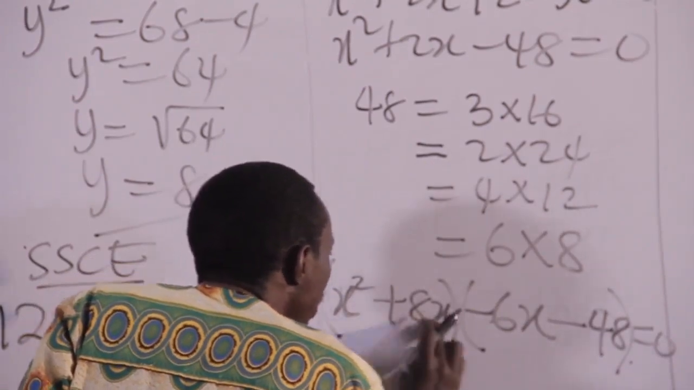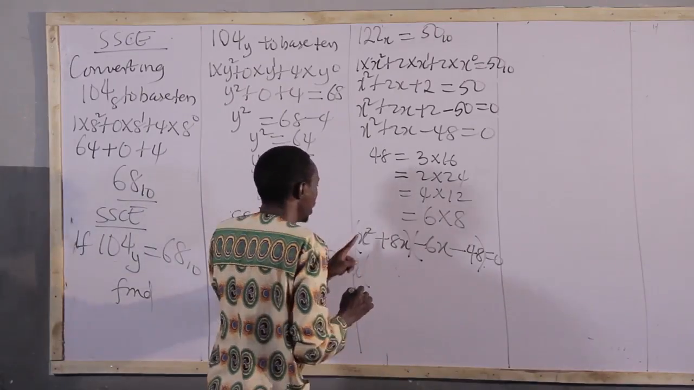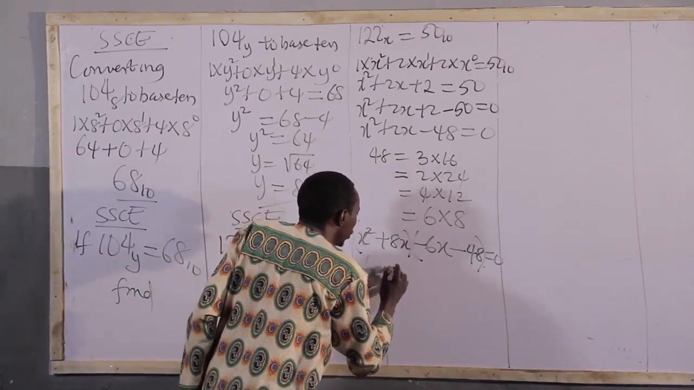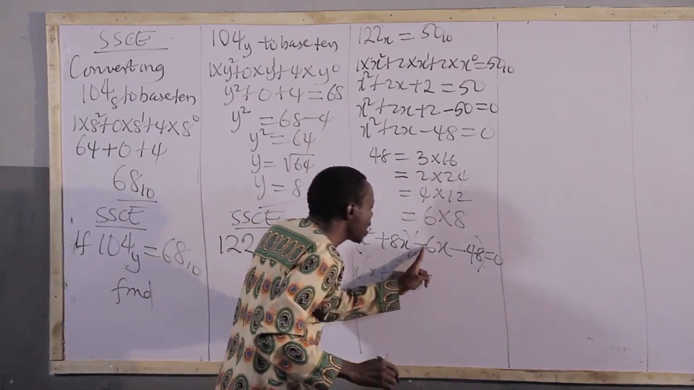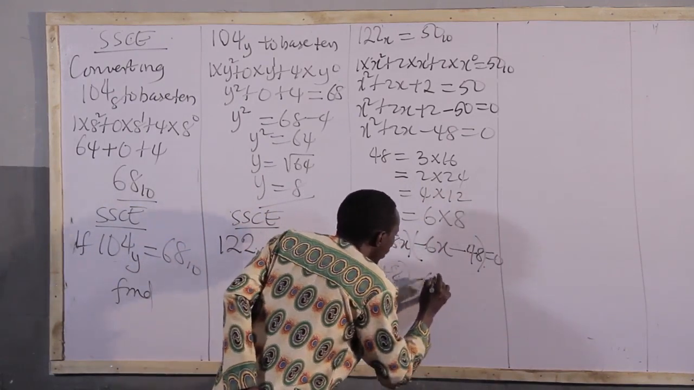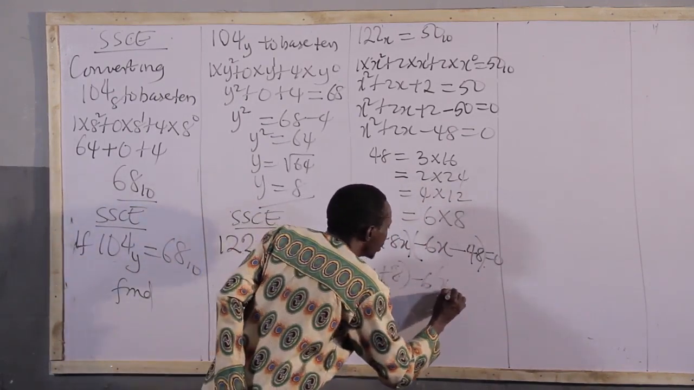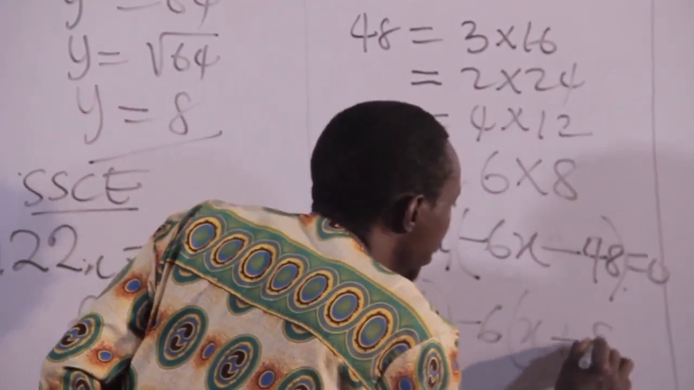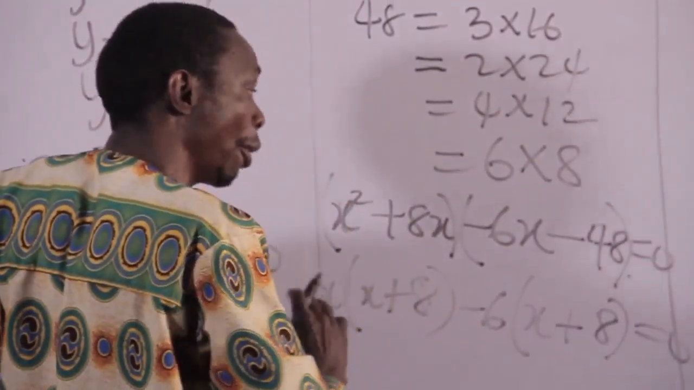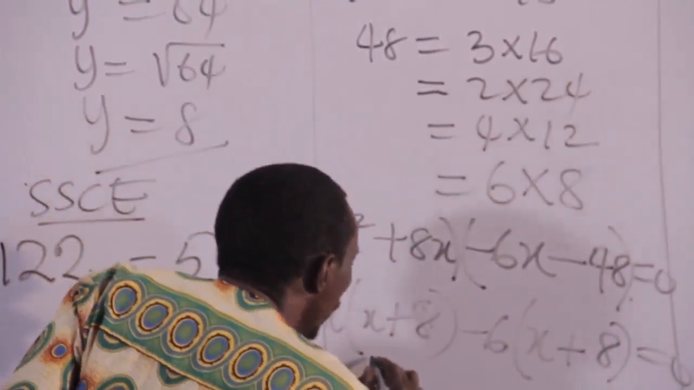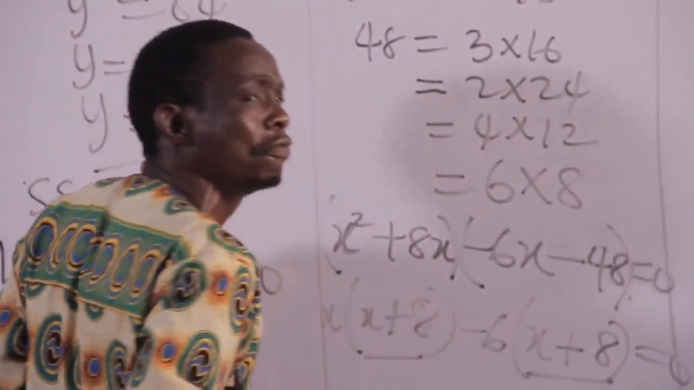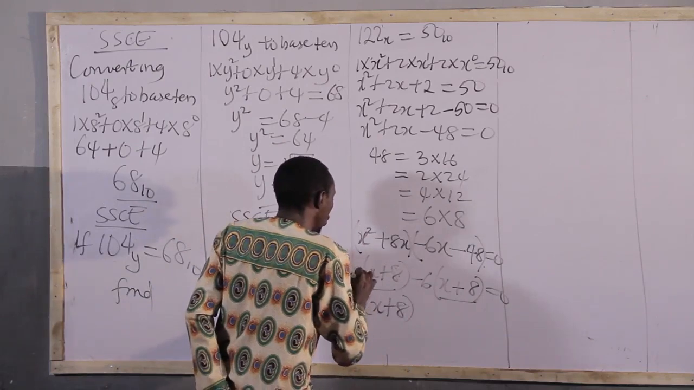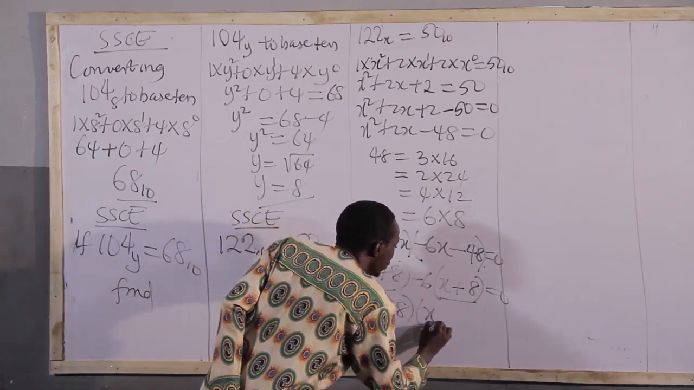s is common between s squared and 8s, so I bring s out, remaining s plus 8. From minus 6s and minus 48, minus 6 is common. I bring out minus 6, remaining s plus 8 equals 0. I will explain factorization better later. These two brackets have the same value, so I take one of them, s plus 8, and collect the others to get s minus 6.